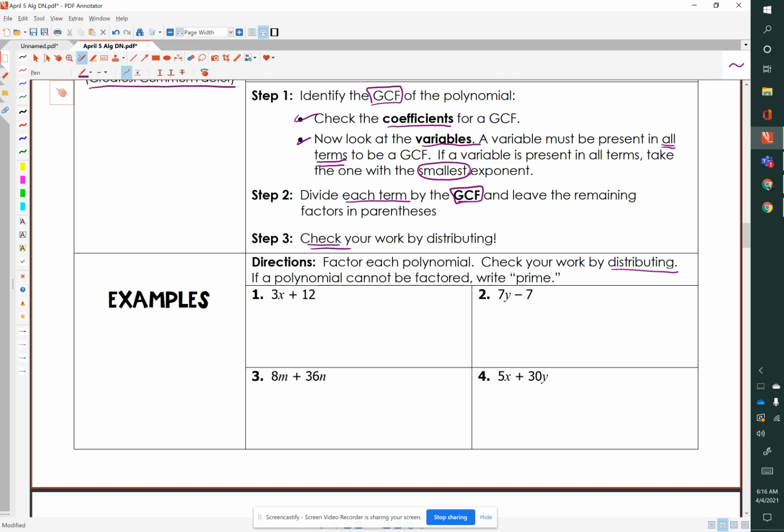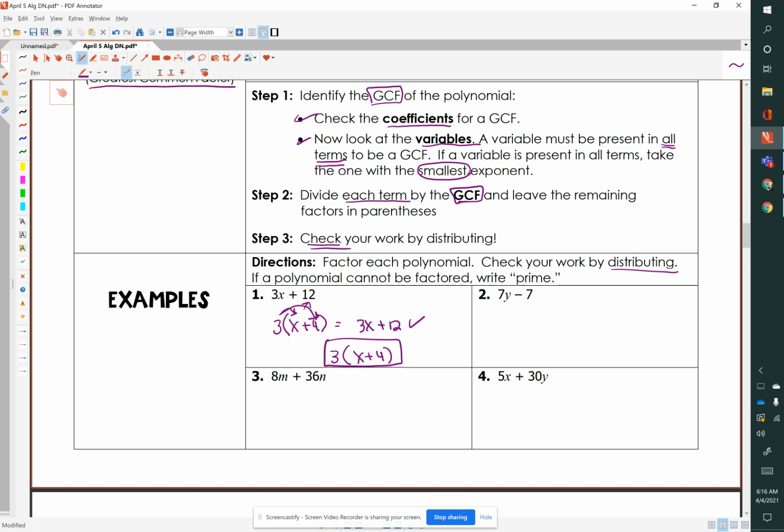So 3x plus 12. Well, we cannot pull the x out because we do not have an x in the second term, but we can pull out 3, and that leaves x plus 4 inside the parentheses. Now, if we were to distribute that, we would be back at 3x plus 12, so our answer checks. So the factored form of 3x plus 12 is 3 times the quantity of x plus 4.